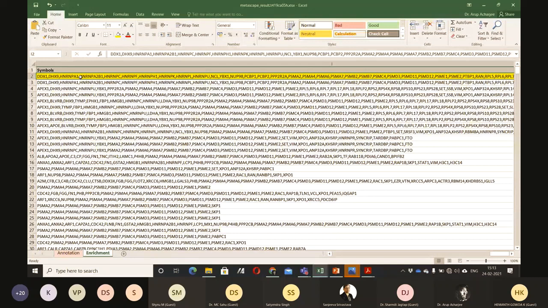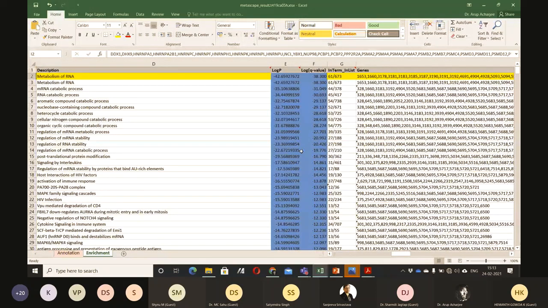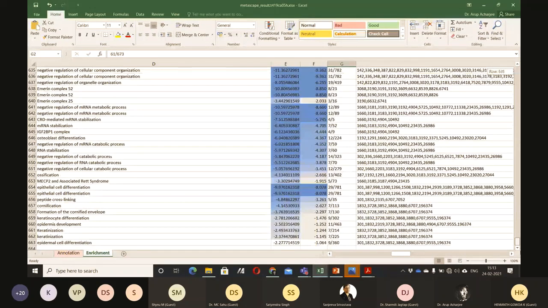And how many genes are we getting? 61. So in this particular pathway, there are almost 673 member proteins. Out of these 673, 61 were in our data set. So that is why this pathway is enriched. Likewise, you can get it for all the pathways. So you can go down to all the pathways.